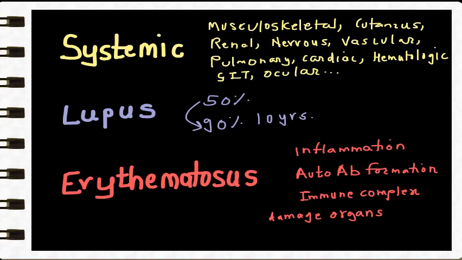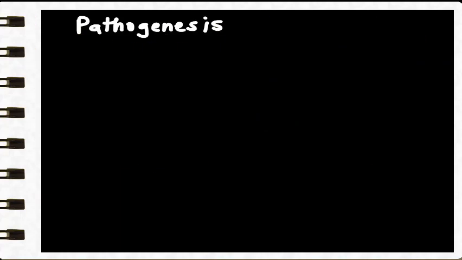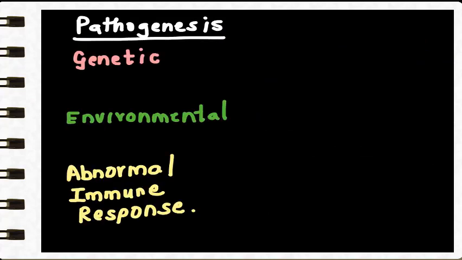Erythematosus usually signifies inflammation. The damage is because of autoantibody formation or deposition of immune complexes into the organs, damaging the organs. Patients keep on experiencing symptoms. There is sometimes remission, or maybe there will be a flare-up of the disease. So let's look at the pathogenesis.